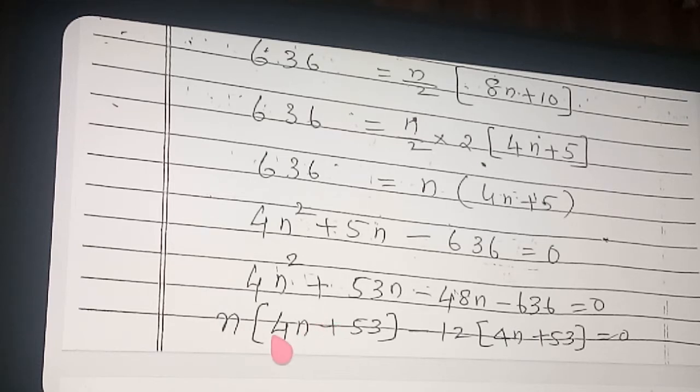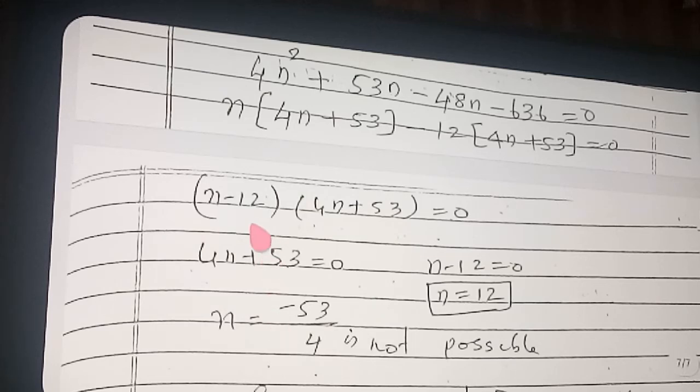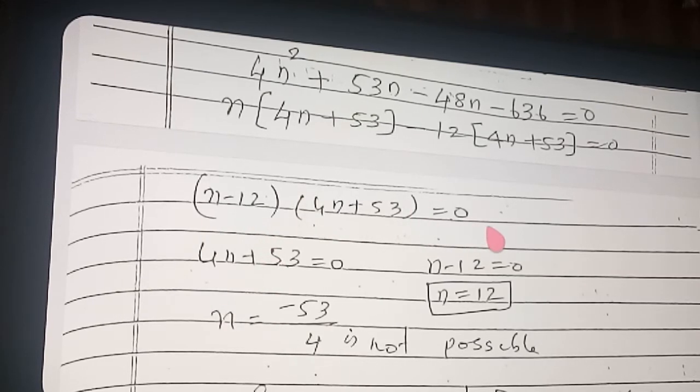Now here also, take the maximum common outside. How much is the maximum common? n. So 4n plus 53. Here, what is the maximum common? Minus 12. I take minus 12 common outside. So what will come here? 4n plus 53. Here 4n plus 53 and here also 4n plus 53. Take the common outside. So what will you get here? (n minus 12) into (4n plus 53) equal to 0. Clear? So we got the product of two factors.